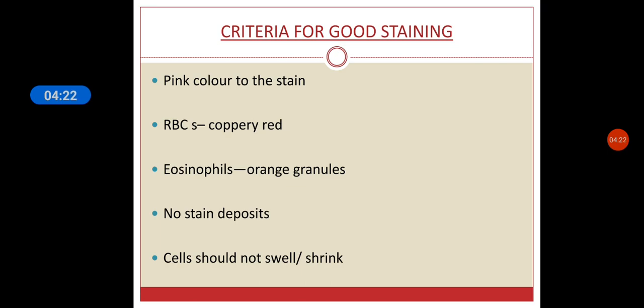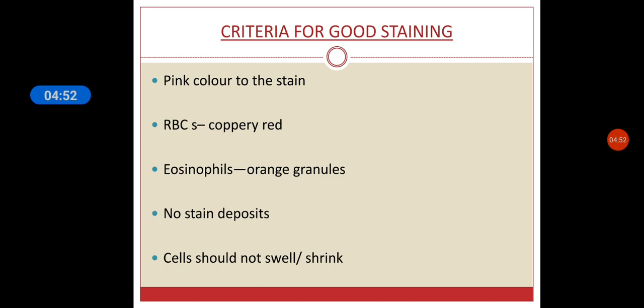Now criteria, what is the criteria for a good stained smear? Earlier we dealt with criteria for a good smear. This is criteria for a good stained smear. Okay, generally it should be pink in color and the RBCs should be coppery red. Okay, that is the color which we say. And eosinophils should take up the orange granules. Eosinophils, as you know, they have coarse granules, right? Orange coarse granules. Why is it orange?